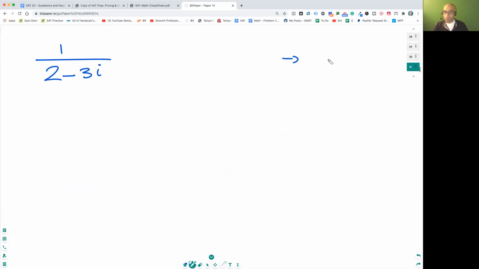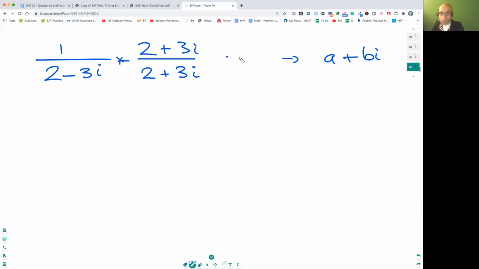They might ask you to put this in the a plus bi form. What do you do here? Two steps. The first step is the hardest one to remember. You're going to write down this 2 and 3i here. Then you write down the same 2 and 3i, but instead of the negative, you put a positive here. That's called the complex conjugate. That's your first step.